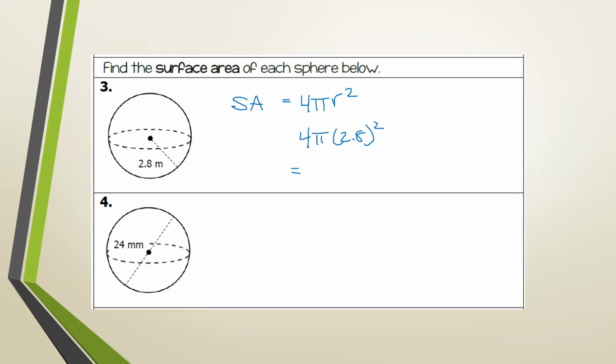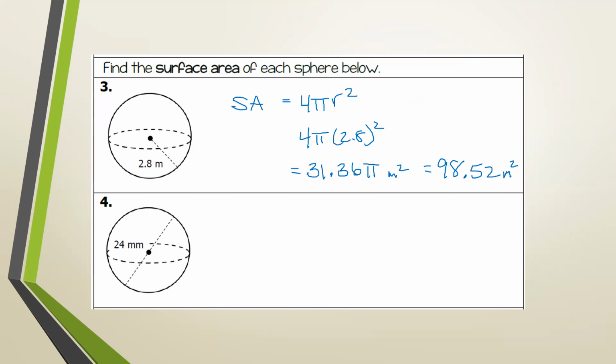In terms of pi, if it said to leave your answer in terms of pi, that means don't do anything with the pi except bring it along, like don't multiply by it. So your exact answer would be 31.36 pi. If it said to round your answer, then you would multiply by the pi and you'd get about 98.52. Either way, your units are meters squared because it's an area.